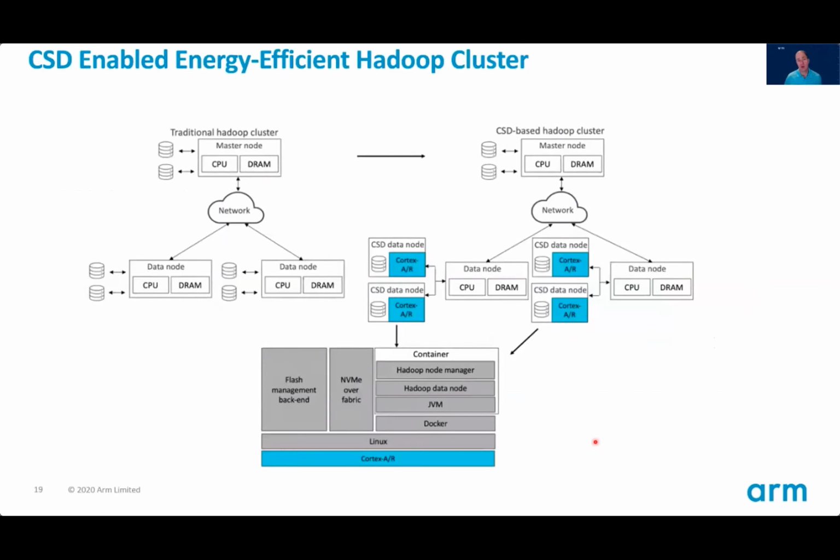So one of the things that we're in the process of investigating at Arm is a Hadoop cluster with those types of computational storage drives, and what would the software stack look like? What would the overall architecture look like? So here's kind of a slide that speaks to our thoughts and what we've been working on. I don't really have any results to share today, but when we do, I'll be happy to give an update on that at a future time.